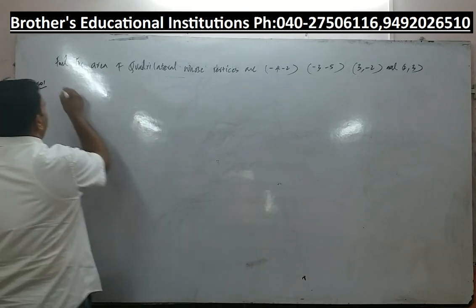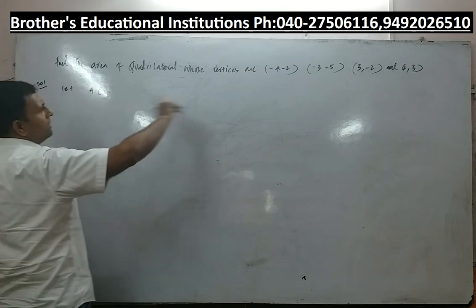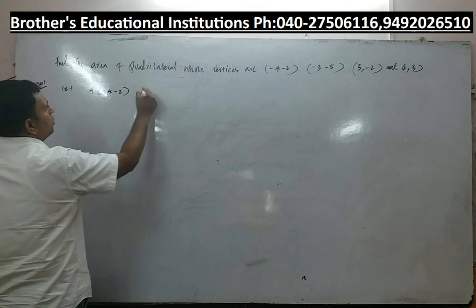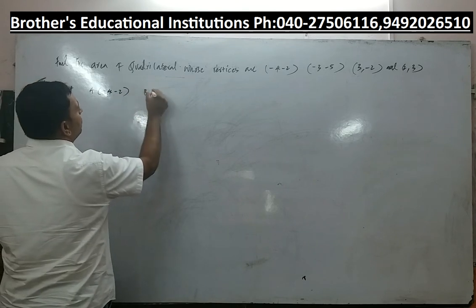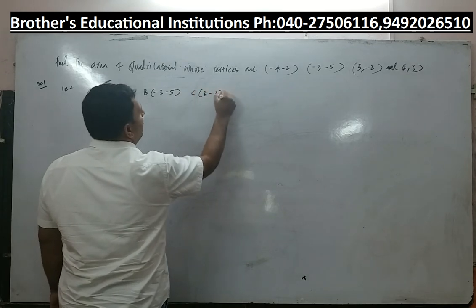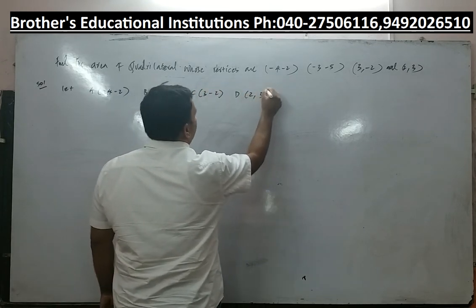What do I do? You must always check the vertices in order. I have already told you in the previous sessions. A is (-4, -2), B is (-3, -5), C is (3, -2), D is (2, 3).